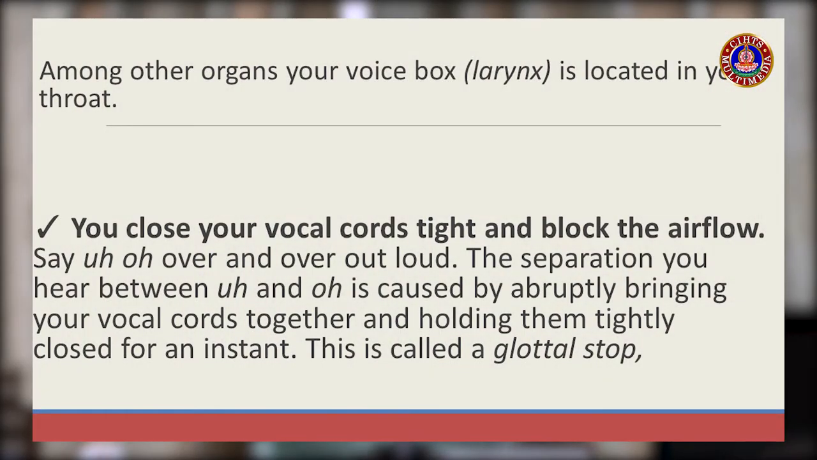Now, this is a membrane, some kind of muscle all of us have. There are some sounds which are produced when your vocal cords vibrate. Then there are other sounds which are produced when the vocal cords don't vibrate. We call these voiced sounds and voiceless sounds. I'm coming to that. But imagine that you close your vocal cords tight. How? Just imagine the vocal cords are closed tightly, the air is difficult to pass, and you block the airflow in your throat.